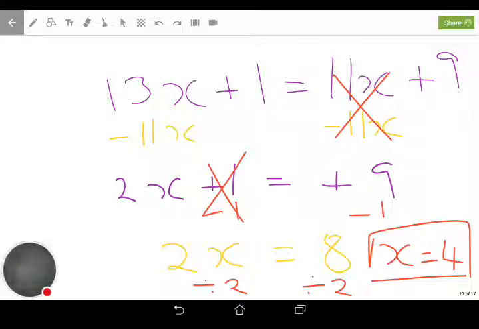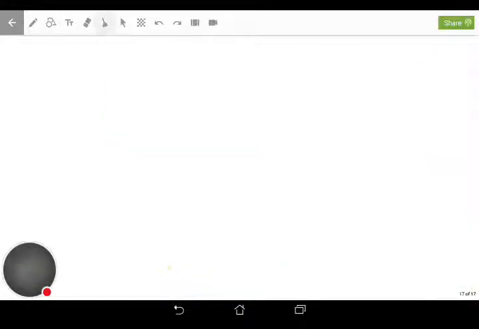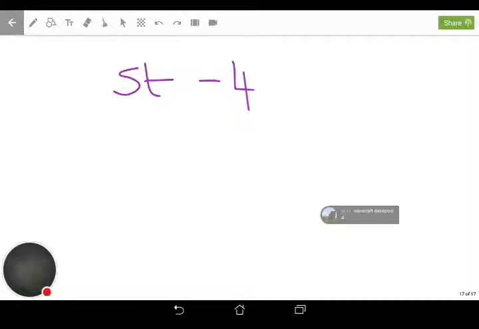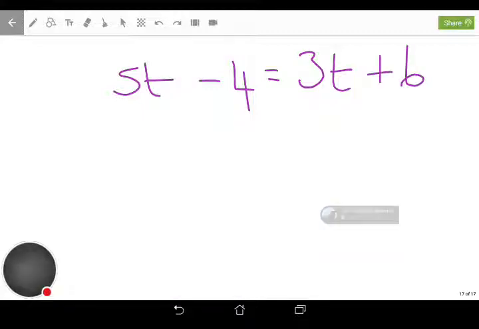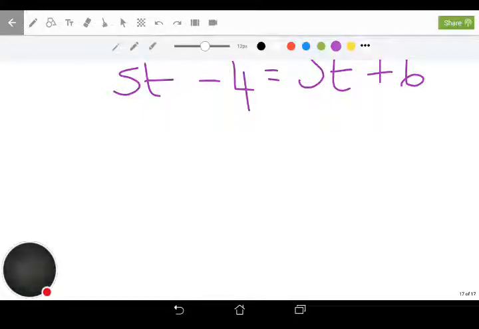I will give you another example and then I will let you have a go at this. So we'll just go through another example. Okay, so we've got 5t minus 4 equals 3t plus 6. So let's have a look at now what we need to do.